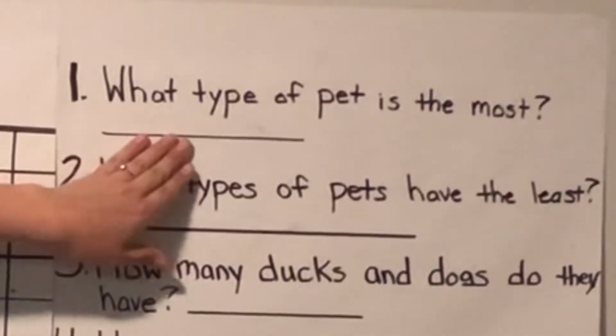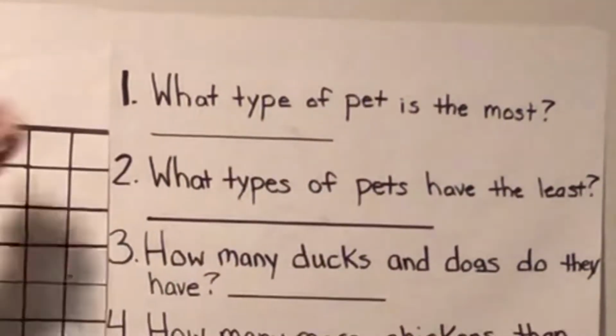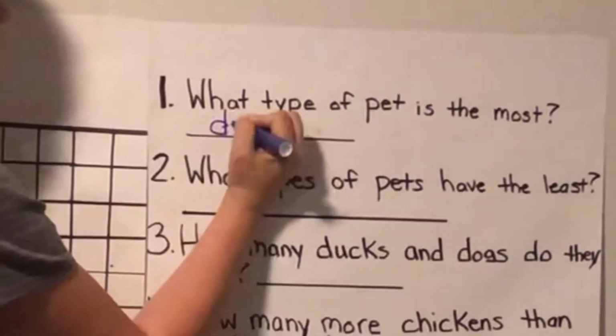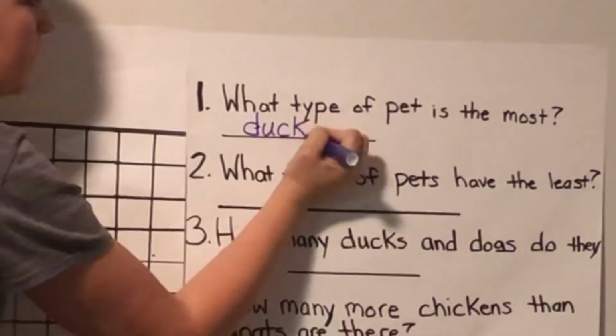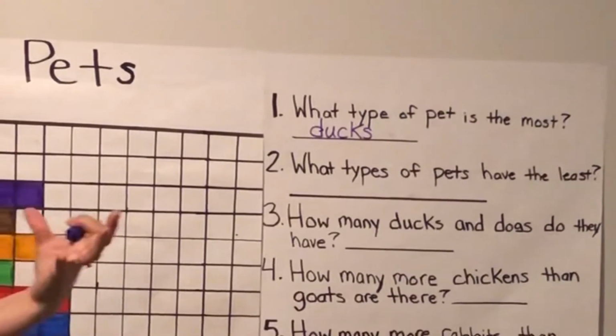So now I'm going to answer my question. What type of pet is the most? Ducks. That is the most, the greatest amount.